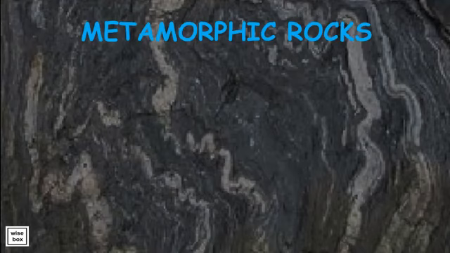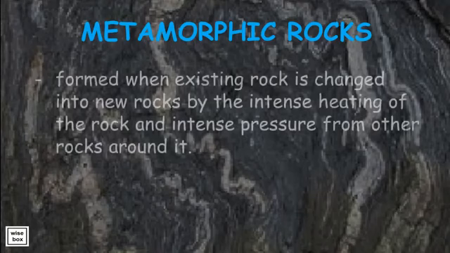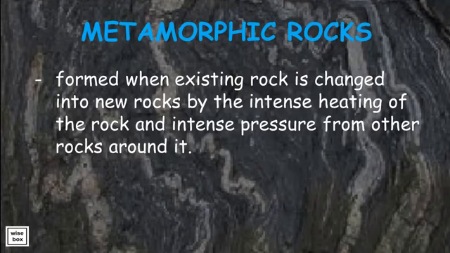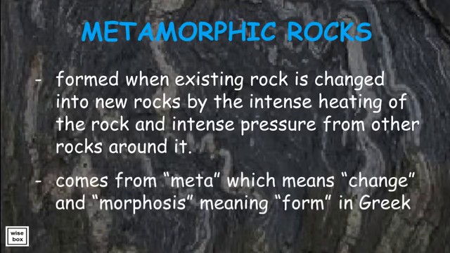The last rock type are metamorphic rocks. They are formed when existing rock is changed into new rocks, by the intense heating of the rock, and intense pressure from other rocks around it. The term metamorphic comes from meta, which means change, and morphosis, meaning form, in Greek.